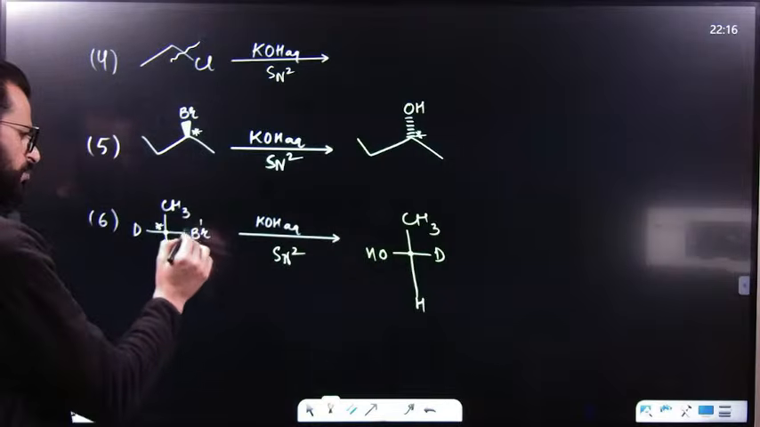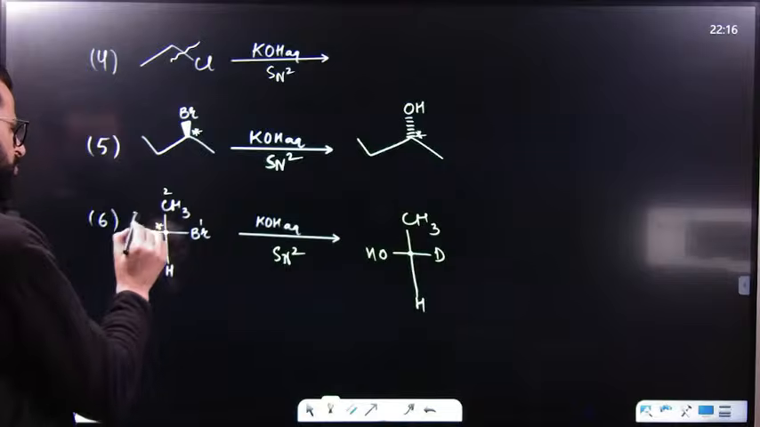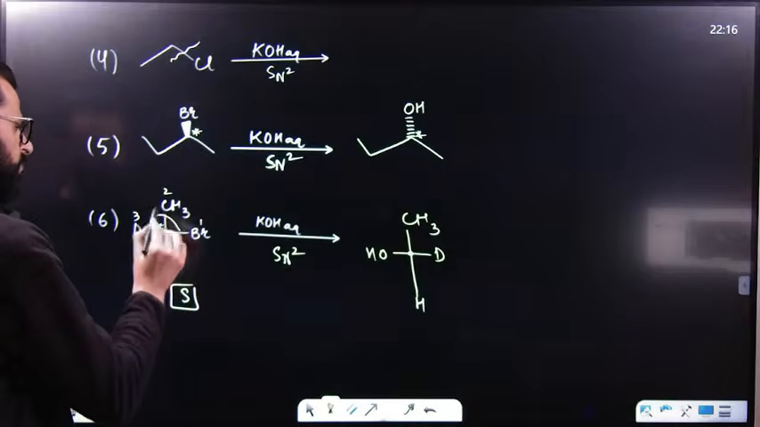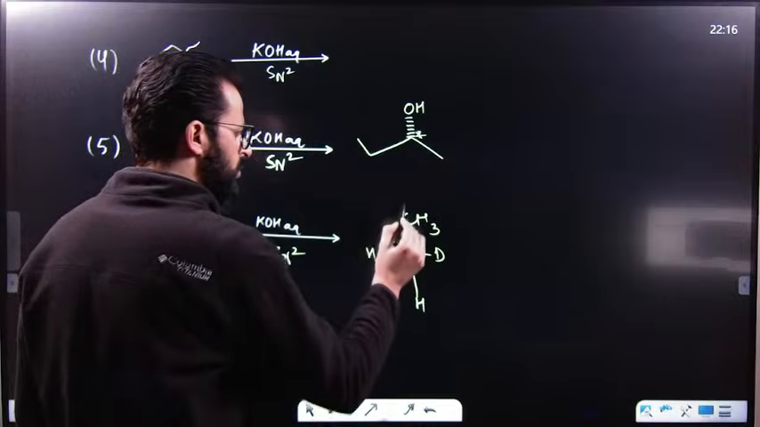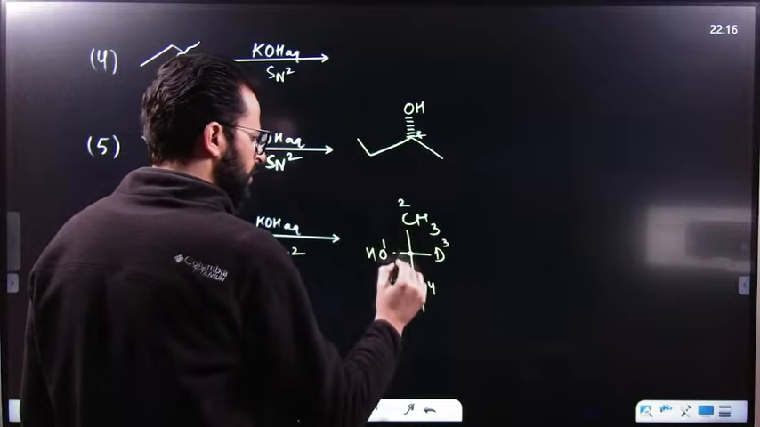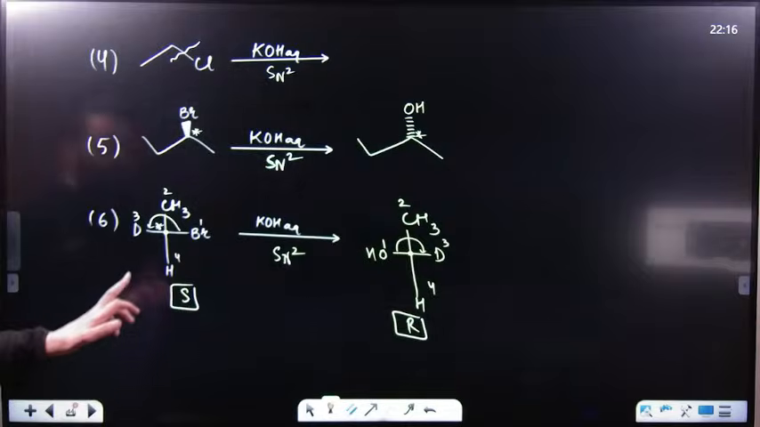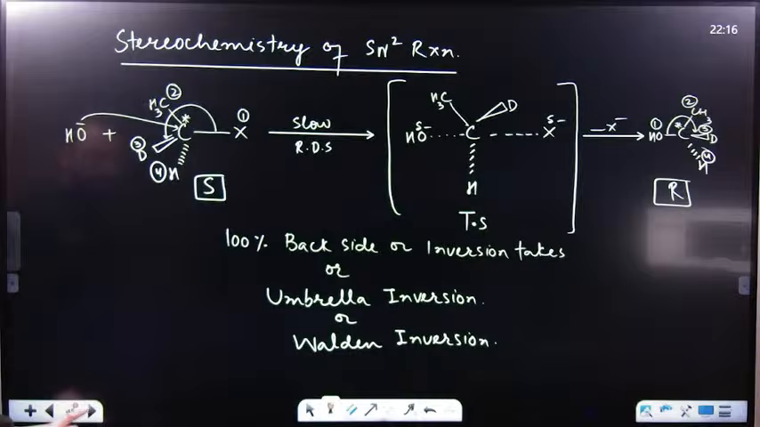Have a look. This is 1, this is 2, this is 3, and this is 4. Its configuration was S. And here, this is 1, this is 2, this is 3, this is 4, its configuration is R. So the configuration at the chiral center is reversed. So this is what we call the stereochemistry of the SN2 reaction.